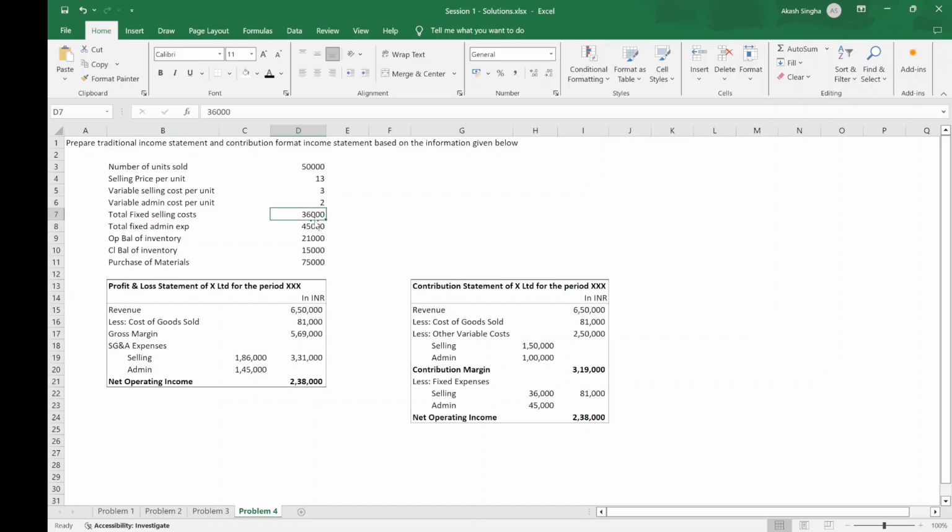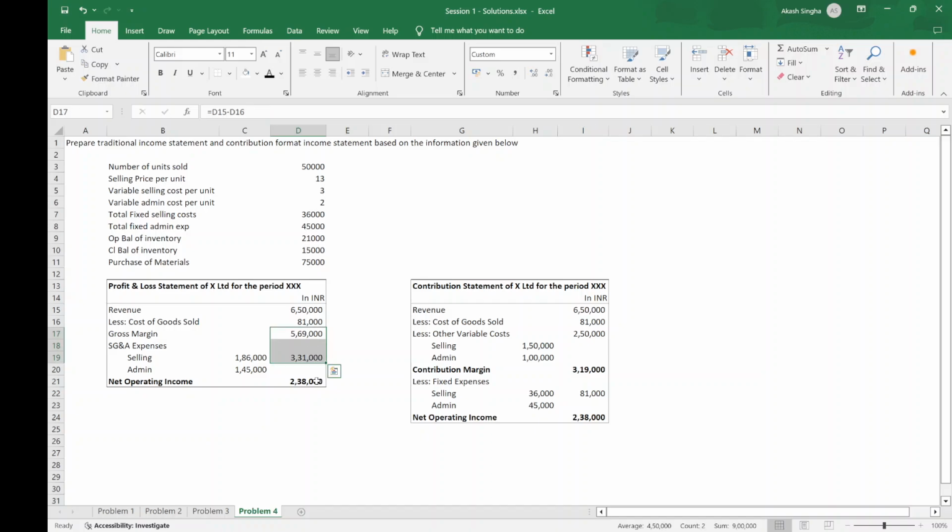Selling cost is 36,000 and 45,000. Fixed selling cost is 36,000. Variable selling cost is 3 into 50,000, 150,000, and plus 36,000 is 186, which is total selling cost. Admin cost: variable admin cost is 2 into 50,000, 1 lakh, plus 45,000, 1 lakh 45,000. And if you total it, 331 is total selling and admin expense.